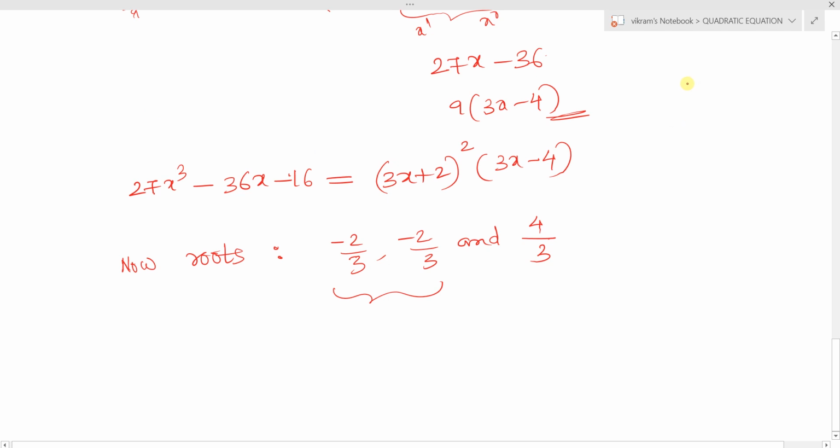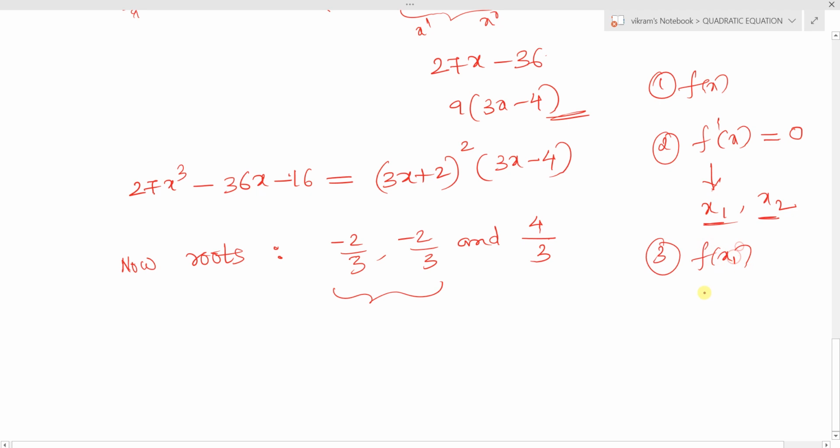First, assume the given polynomial as f of x. Then the next step is to find the first derivative of the polynomial and equate that to 0. Here we will find the x values, some x1 and x2, and substitute this x1 and x2 in f of x, that means f of x1 and next f of x2.